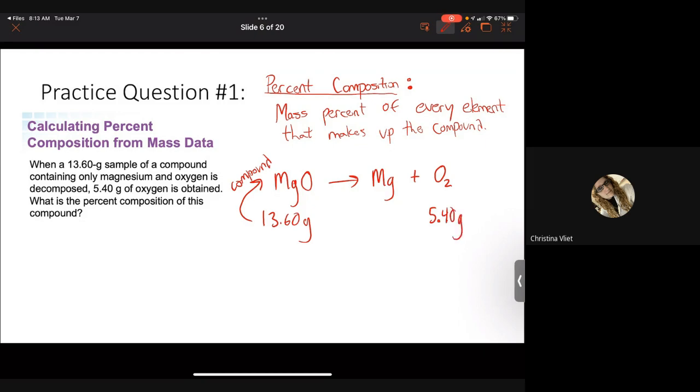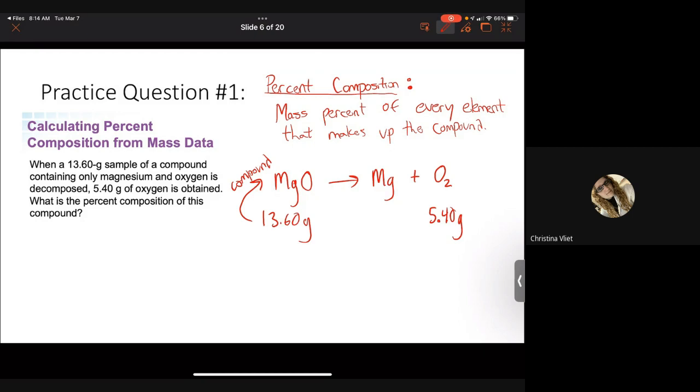So that's just me thinking about what I'm going to do. Now, in order to calculate the mass percent, I would first calculate the mass percent of oxygen, because I know oxygen's mass, and I know the compound's mass. So at this point, we should use the formula I just had you write down, which is to find the percent by mass. You take the mass of the element, you divide by the mass of the compound, and in order to change that to a percentage, you multiply by 100. So we're going to do that now.